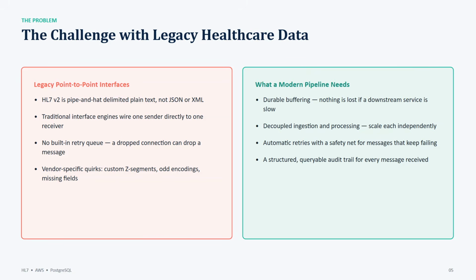Let's talk about why this is actually hard. HL7 version 2 messages are plain text, separated by pipes and carets, not XML, and traditionally, hospitals wire these up point to point. One system talks directly to another through an interface engine. The problem is, if that connection drops, you can lose a message, and there is often no real retry queue behind it. What we actually want is durable buffering, decoupled processing, automatic retries, and a proper audit trail. That's the shift we are making today, from fragile wiring to a real distributed pipeline.